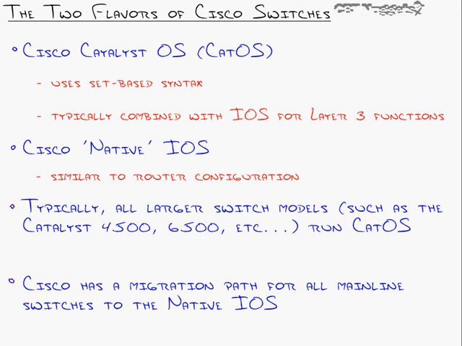So Cisco has a migration path for all mainline switches to native IOS. Sometimes it can be a big headache to do, but you can convert your old 6500 or 4500 switches over to the native IOS to unify the operating system. My point is this entire series will focus on the native IOS. Certification-wise, Cisco has removed the Cat OS from all certification exams as they've tried to slowly remove it from all their mainline switches.